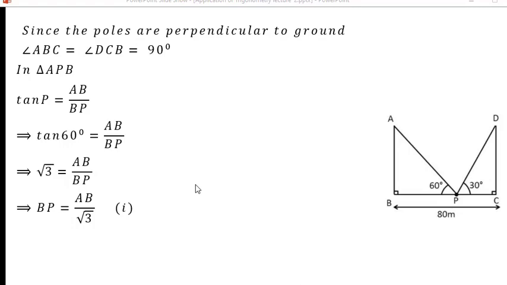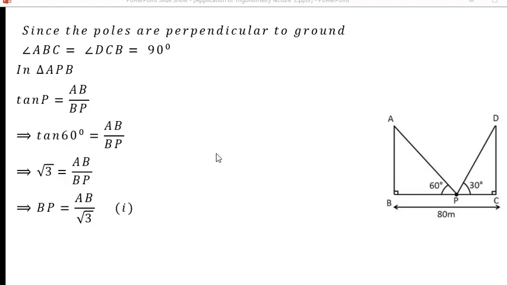Now why am I taking BP and not AB? Okay, because BP and PC, when I calculate in terms of AB, then their addition will give me 80. Because BP plus PC is 80. Okay, this I can see from the diagram. Therefore it is convenient, or it is better, that you express BP in terms of AB.